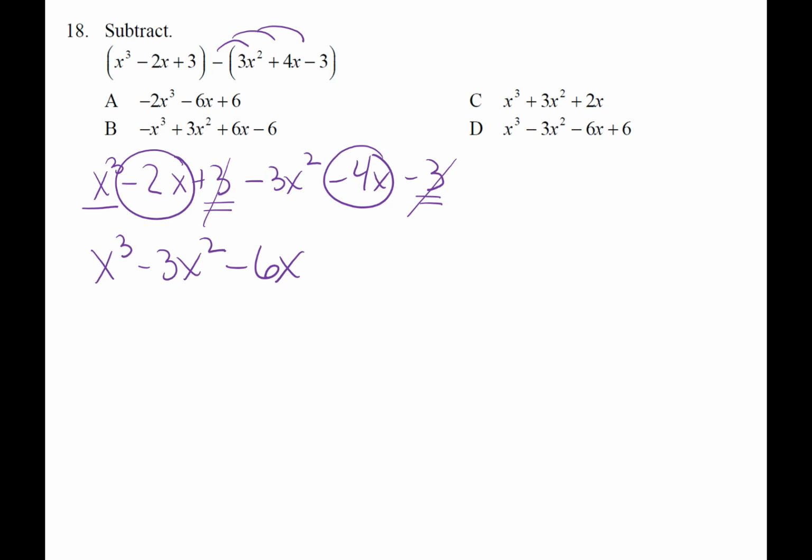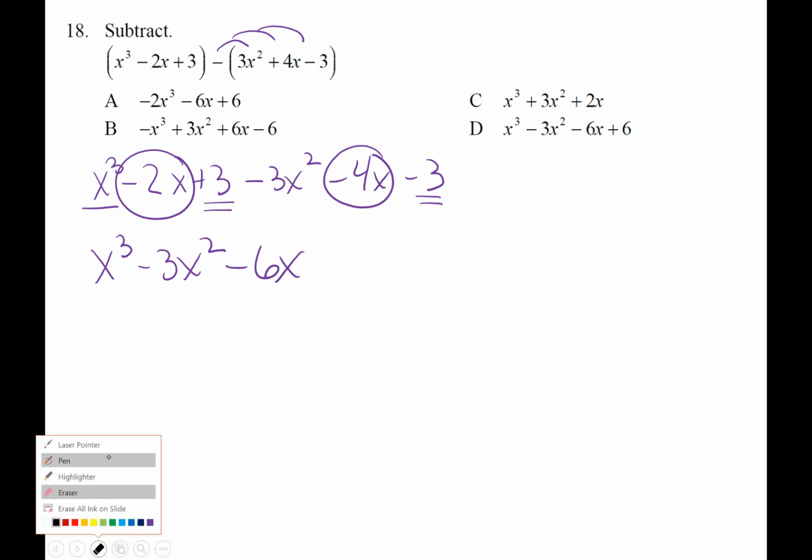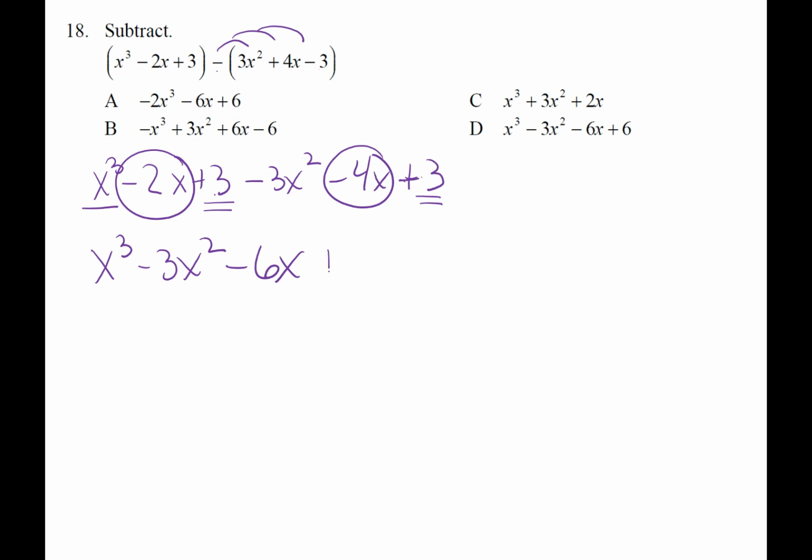So it looks like I don't like any of the answer choices. What did I do wrong? Negative 6. Interesting. x cubed minus 3x squared minus 6x. Oh, I have a typo, don't I? Look at that. I messed up my 3's. So let's try that again. I didn't distribute. What I just missed here was negative times a negative should have been positive. So 3 times 3 plus 3 is 6. So it should have been answer choice D.